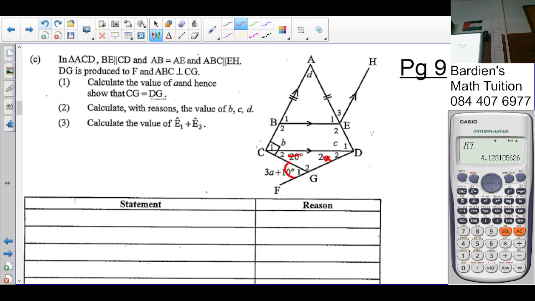Right. So it says, hence, once you know the value of A, show that CG is equal to GD. So how are you going to do that? By proving that this angle is also 20, which is the same as this here. Yes. Alright, so that's sorted. Then it says calculate, with reason, the value of B.